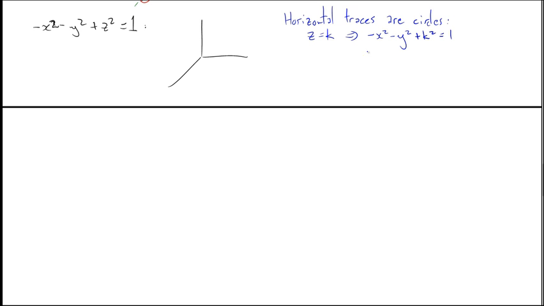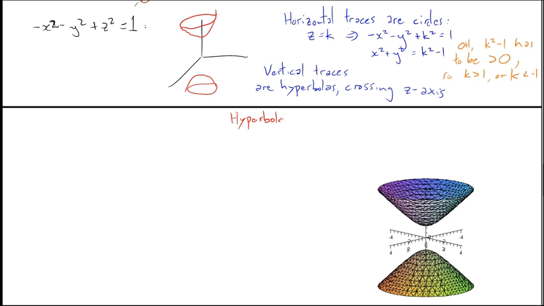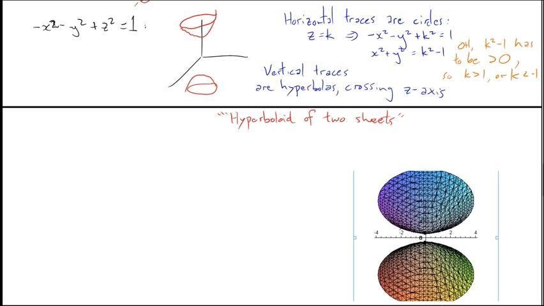Now, those three cases involved two positive ones and one negative one. What if we take two negatives and one positive? Well, now, picture the horizontal traces. These are obtained by taking z equal to k. So if you plug in z equal to k there, you can get the equation by rearranging: x squared plus y squared equals k squared minus 1. Now those describe circles provided that k squared minus 1 is positive. So k is greater than 1 or k is less than minus 1. So it actually gives two sheets here. Horizontal traces are circles and vertical traces are hyperbolas crossing the z-axis. This is a hyperboloid of two sheets.